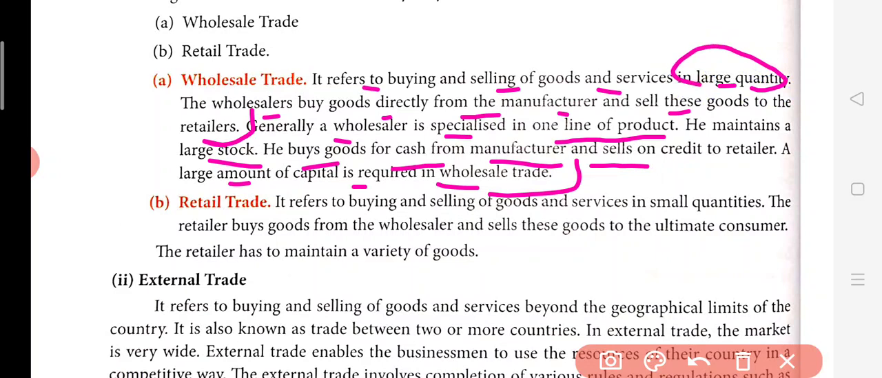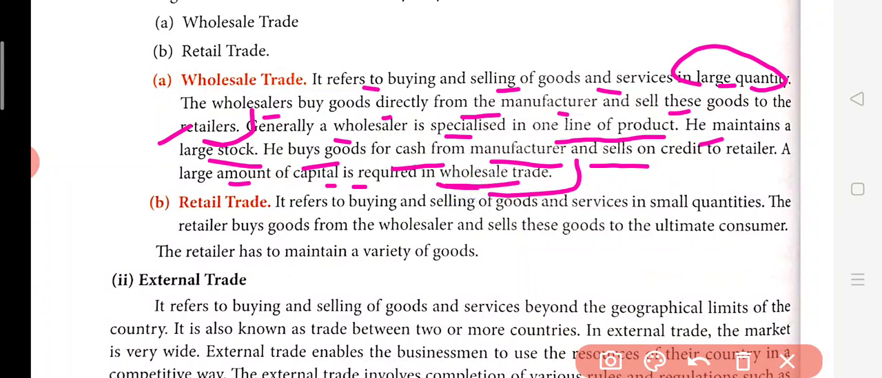On the other side, they are paying in cash to the manufacturer, and on the other side they are selling to the retailers. But they sell these things to the retailer on credit, meaning they give them some time to pay the amount, like one or two months. So a large amount of capital is required in wholesale trade, because you have to deal in large quantities.